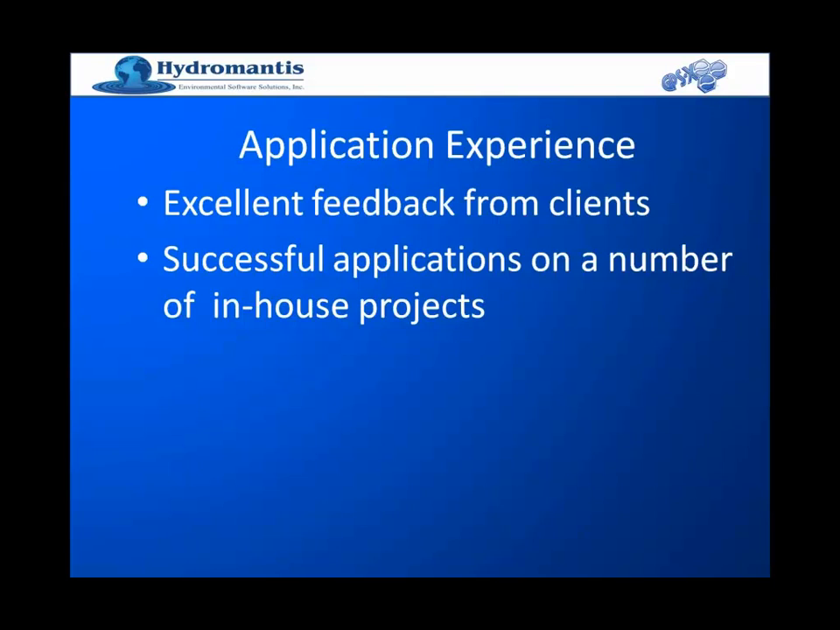This is some of the experience we have got here. We have got some excellent feedback from our clients who have spent time to learn the model and applied it for some of their studies. We've got some good feedback from them. Also, we are using this model for our in-house projects, and we have had very good success in using this model.